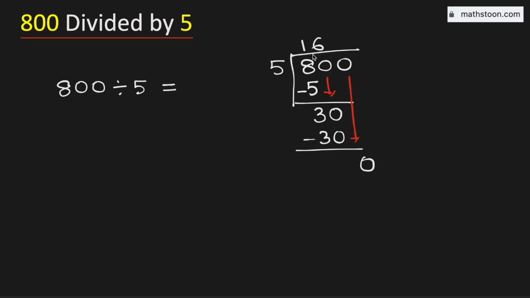Now we know that 5 times 0 is 0. Subtract, we get a 0. As we have no number to bring down here and got the number 0, so we will stop. Therefore, 800 divided by 5 is equal to 160, and this is our final answer.